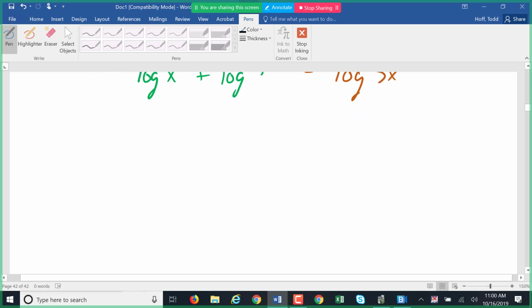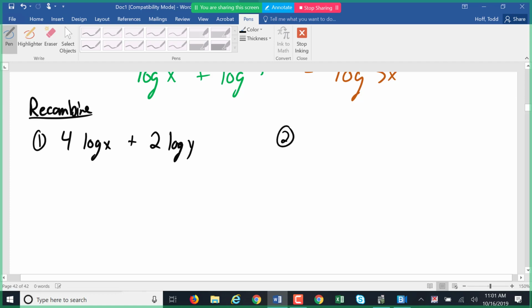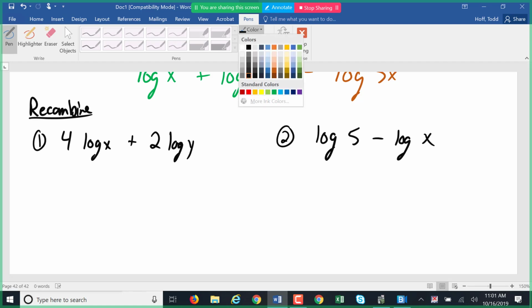In your notes, I'm going to give you a couple minutes here. I want you to recombine number 1 here, 4 times the log of x plus 2 times the log of y. The second one I want you to combine is just log of 5 minus log of x. I'll give you a minute to recombine those, and we'll go over them.